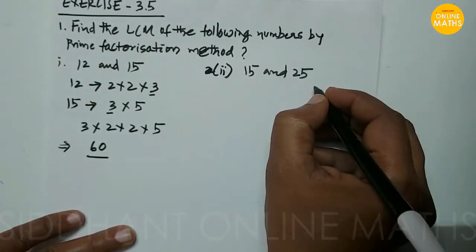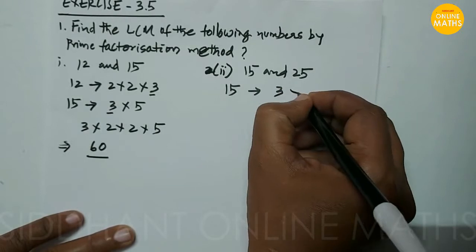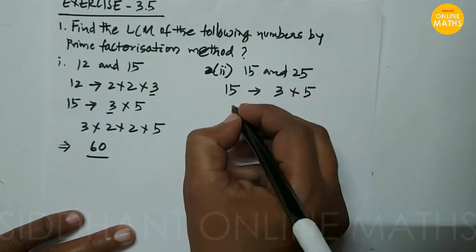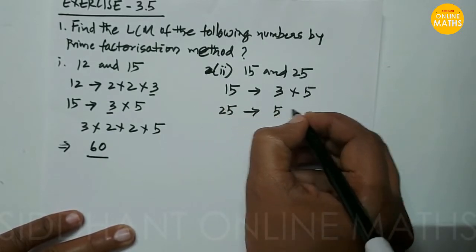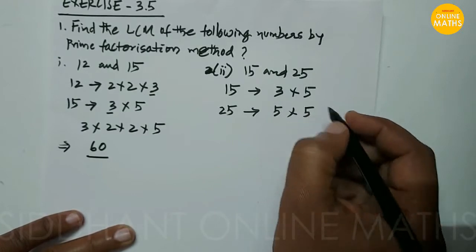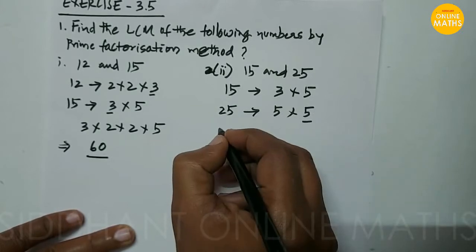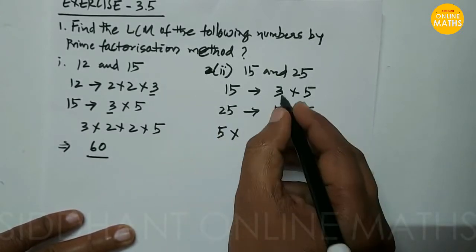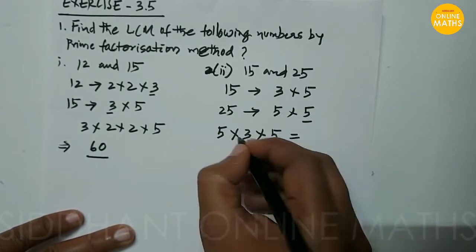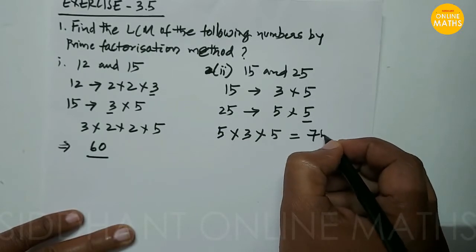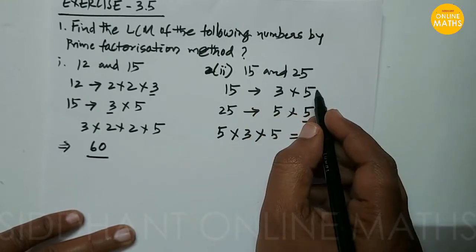Next, 15 and 25. Now for 15 the prime factorization is 3 into 5, and for 25 the prime factorization is 5 into 5. First we are going to see the common factor, that will be 5, into the extra factors, that is 3 into 5. So that will be the product 75. So this will be the LCM for 15 and 25.